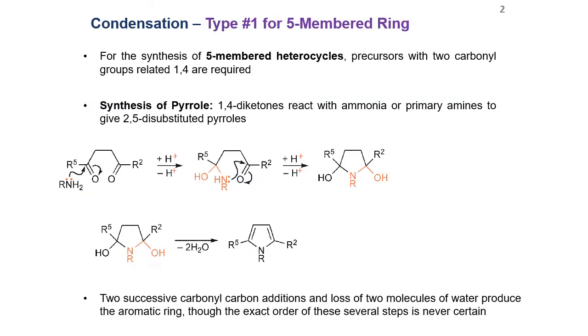form the ring. If we consider the first type of reaction for the formation of a 5-membered ring, the key starting material is the 1,4-diketones, where you have two carbonyl groups at positions 1 and 4 to each other. These two carbonyl groups can be electrophiles, and if you have a nucleophile such as a heteroatom like amines, this can attack the first carbonyl group to form a carbon-heteroatom bond, and then you can repeat the attack at the second carbonyl group to form the second carbon-heteroatom bond.